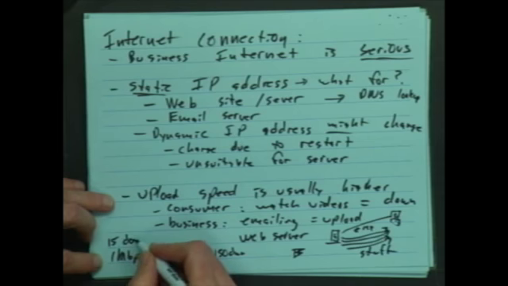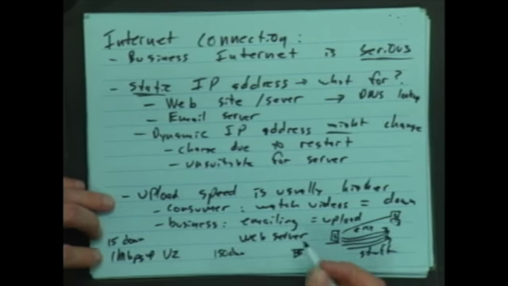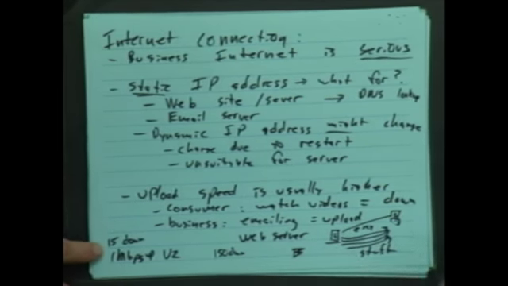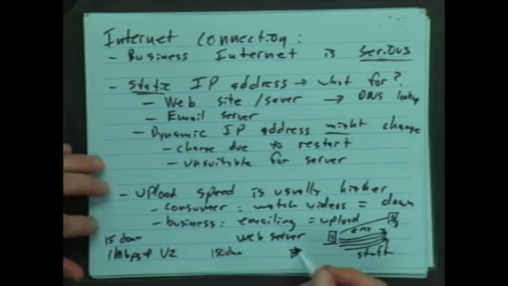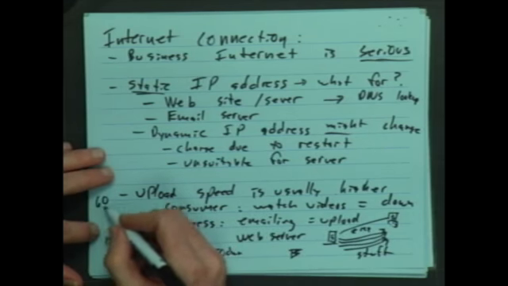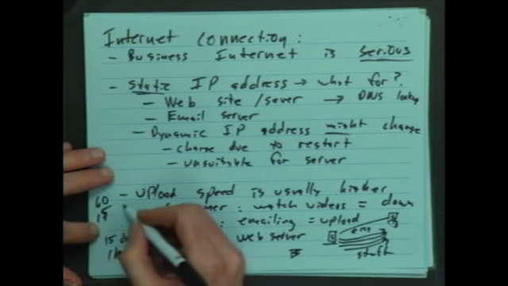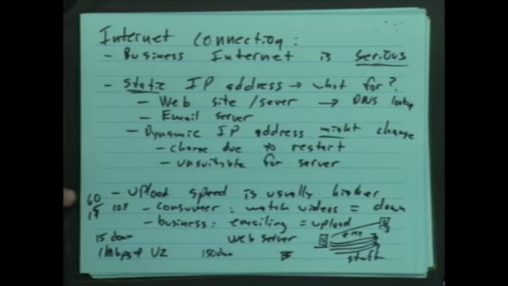What did Cox give you? I've had it on here. I got 60 down and 15 up. So yeah, that's more like it. 60 down and 15 was for Cox. And those are more constant.